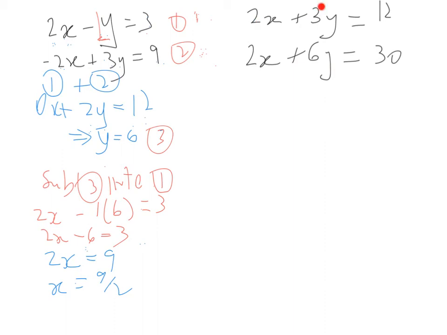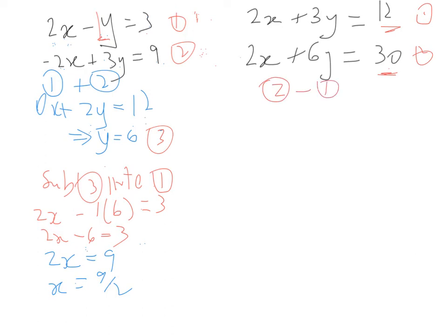We're looking for the magnitude of coefficients. So 3 and 6, different. 2 and 2 are the same. Now, because they're both positive, we subtract. So once again, we label our equations, 1 and 2. I'm going to do equation number 2 minus equation 1, because then we'll have 30 minus 12. We'll get a positive. So 2 minus 1.